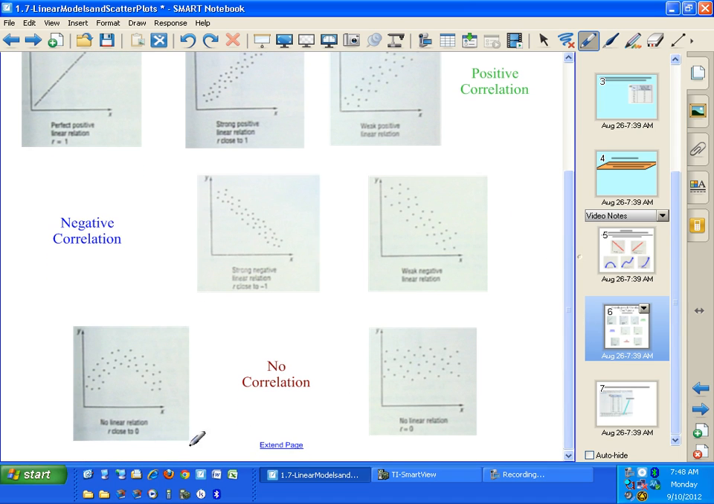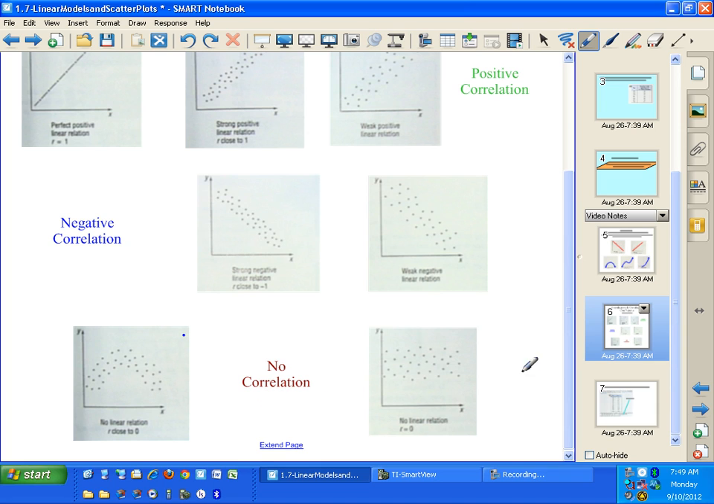And then no correlation. These correlation coefficients deal with a linear relationship, and so this is a non-linear one, so it would have no correlation to a line. And then this one is just kind of spread out everywhere, and so there's a 0 correlation. So the closer you are to 0, the fewer points you're going to hit with a line.